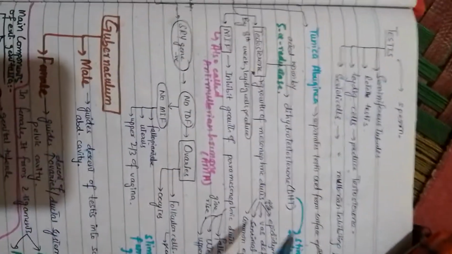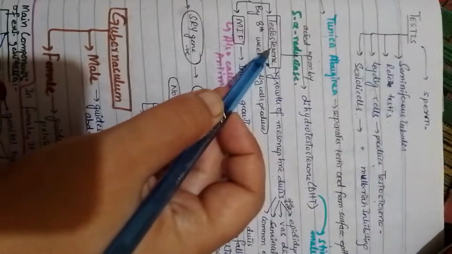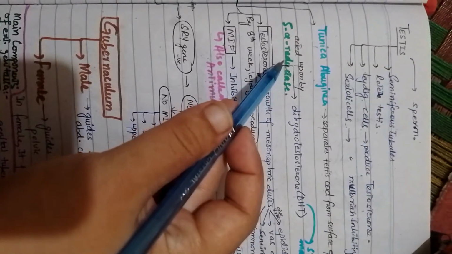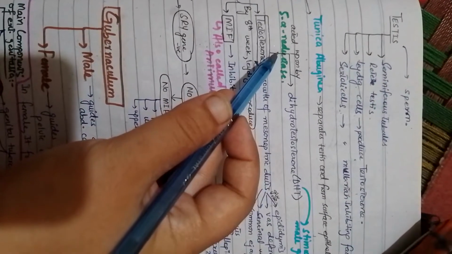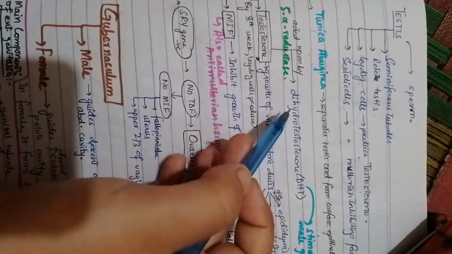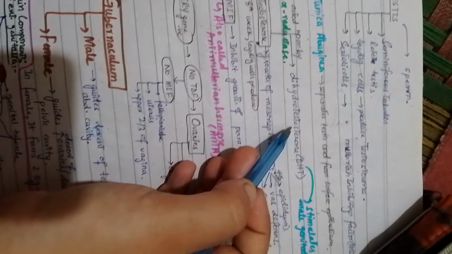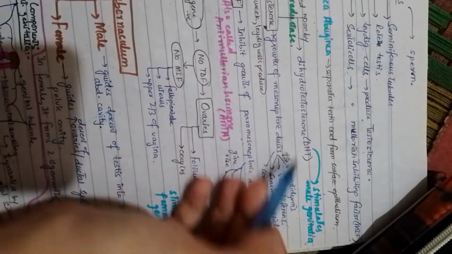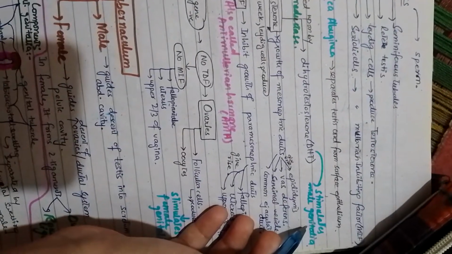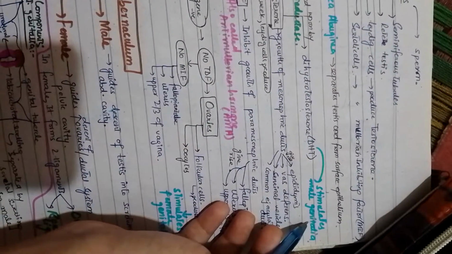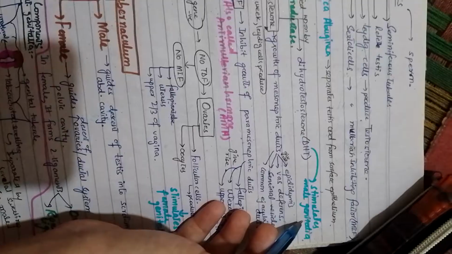Now, one important point: the testosterone is also acted upon by the enzyme called 5-alpha reductase. It converts the testosterone into dihydrotestosterone, and it stimulates the male genitalia. Later on in this video we will discuss the male genitalia and its important components.